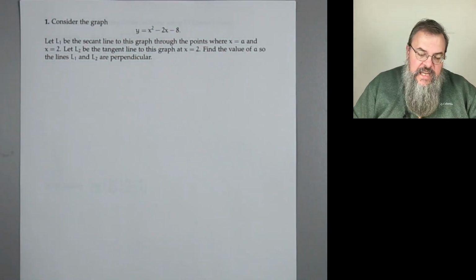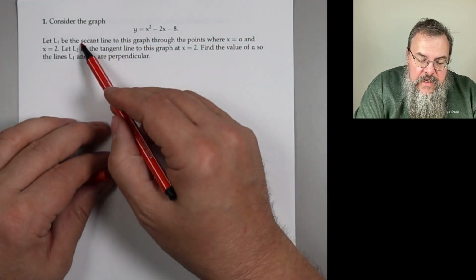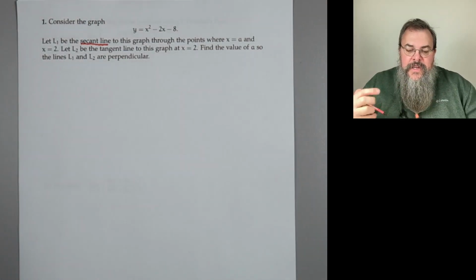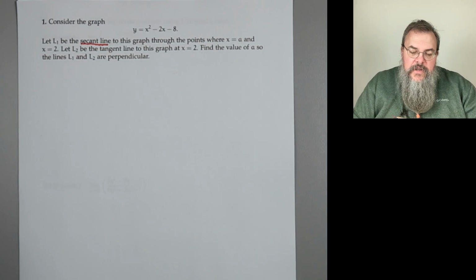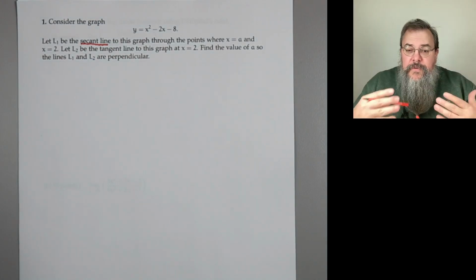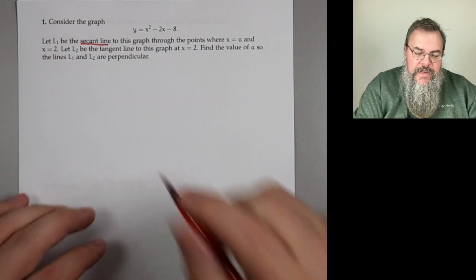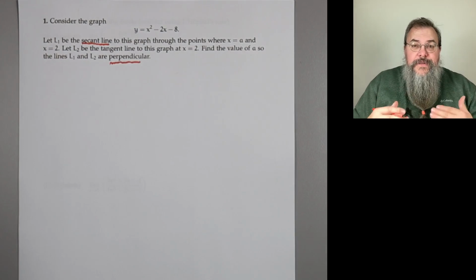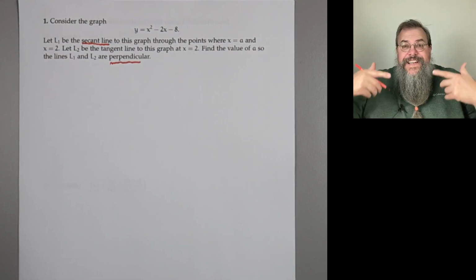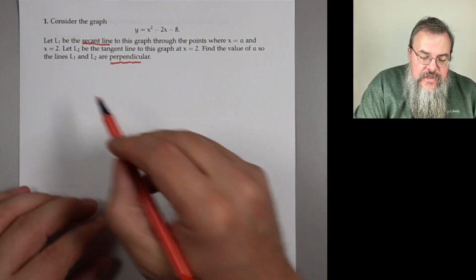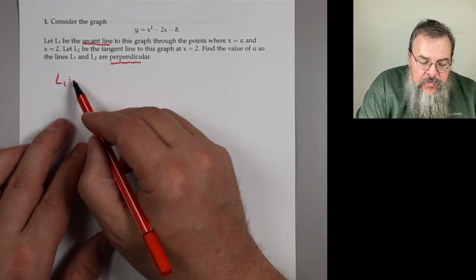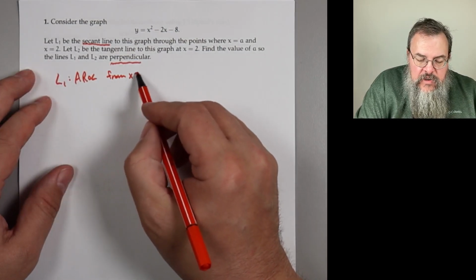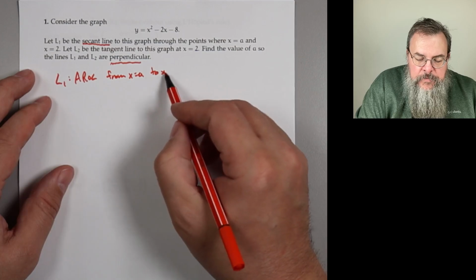Okay, so we have a secant line. A secant line crosses at 2 points. When we talk about the slopes, and we're going to be talking about slopes because that comes from perpendicular, perpendicular means the slopes are negative reciprocals. So L1 is like an average rate of change, from x equals a to x equals 2.